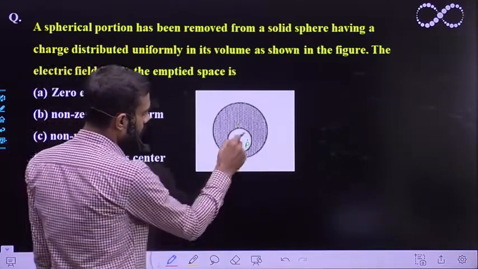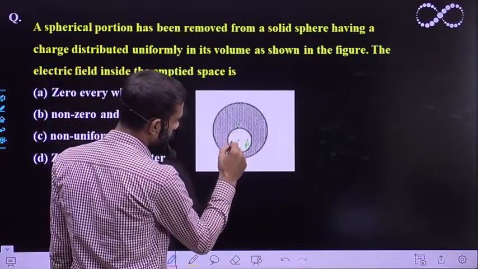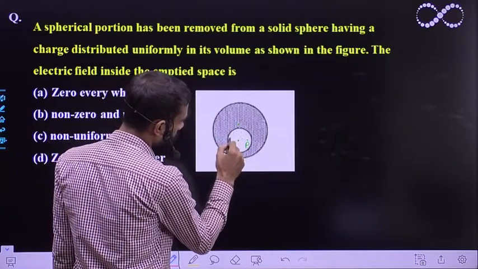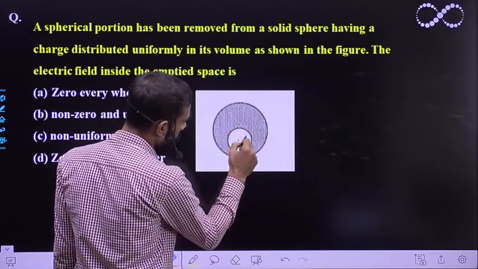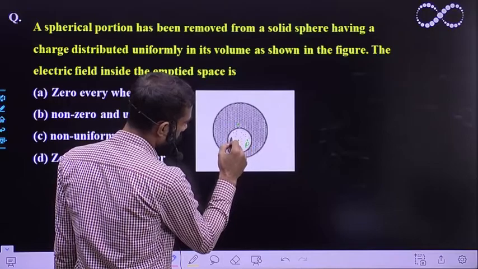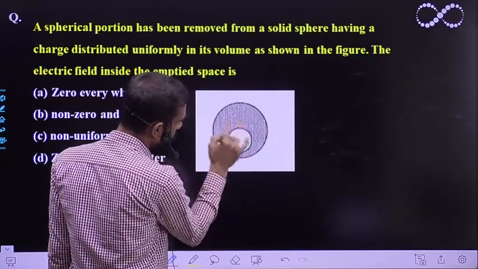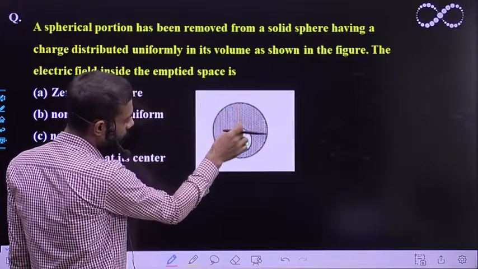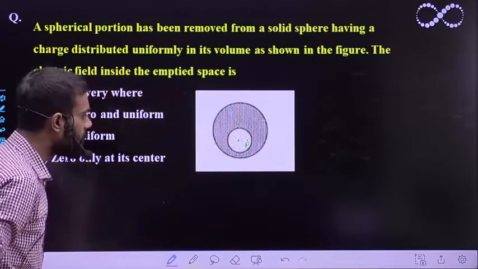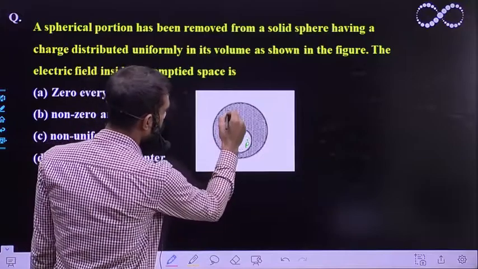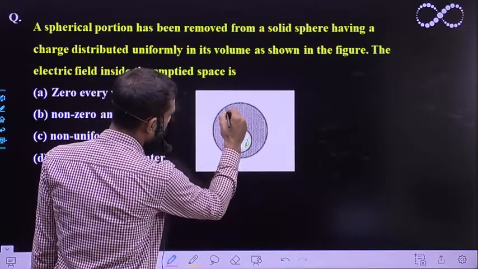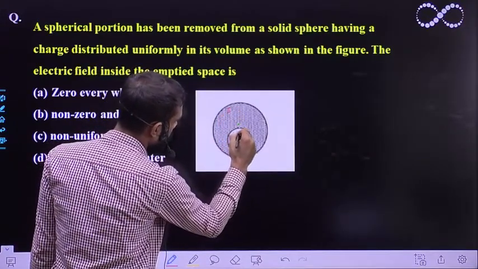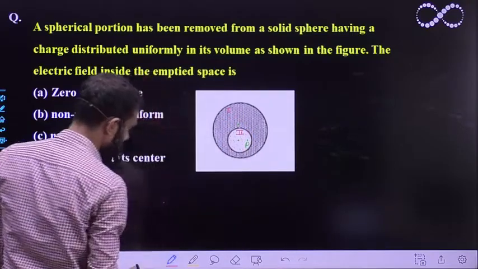This is the cavity, so I will fill it first. I am assuming that this cavity is filled with charge of the same density. Whatever charge density is here, with the same charge density I have filled this cavity also. First I have done this. Let us call this one part 1 and this part 2.